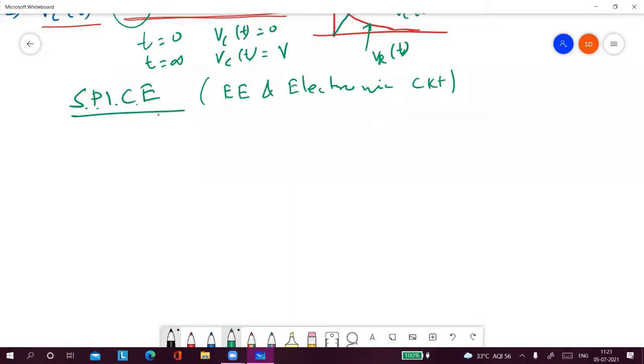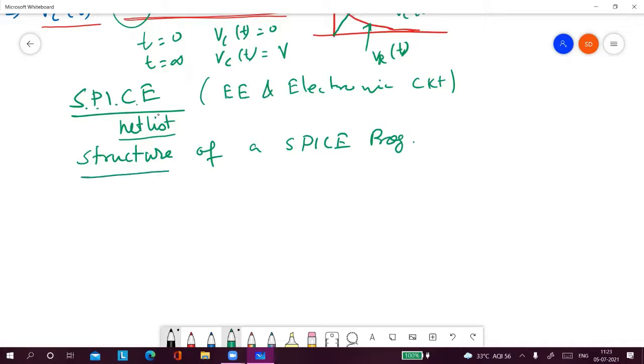Okay, now the question is how to write a program in SPICE. The SPICE command lines, the SPICE statements, are called the netlist. Now, what is the structure of a SPICE program?